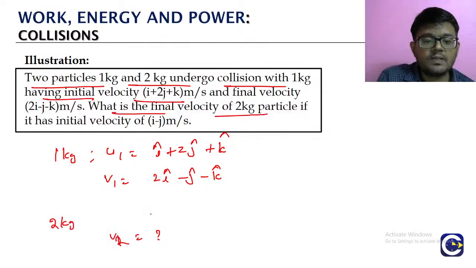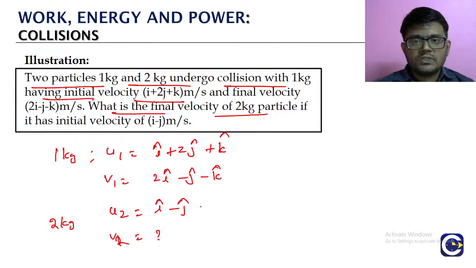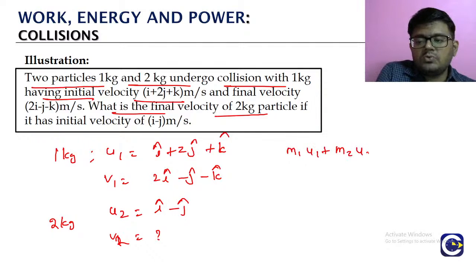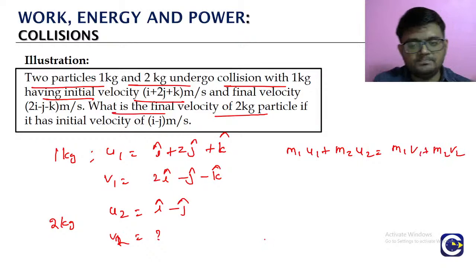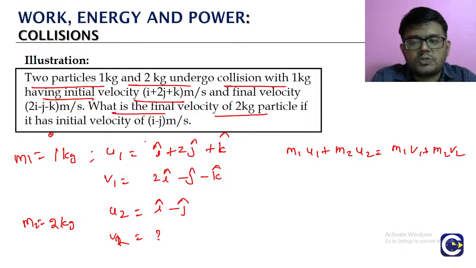Because it is a collision, momentum will be conserved. That means m1 u1 plus m2 u2 is equal to m1 v1 plus m2 v2. Here m1 is 1 kg and m2 is 2 kg. We just substitute all the values, that's all. So check it, guys.